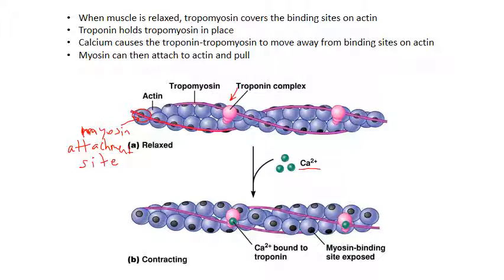Right, but once calcium comes in, calcium attaches to the troponins. So here they labeled calcium bound to troponin. Once calcium attaches to troponin, then the tropomyosin moves away, and now the binding sites are available.